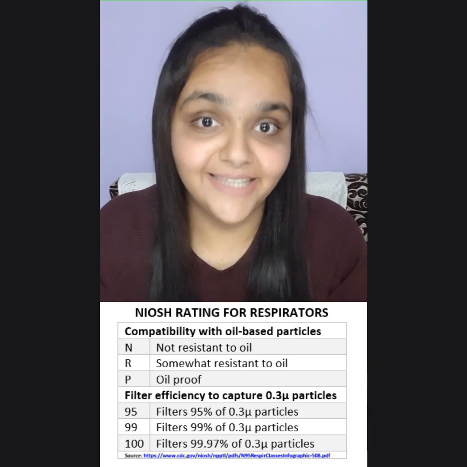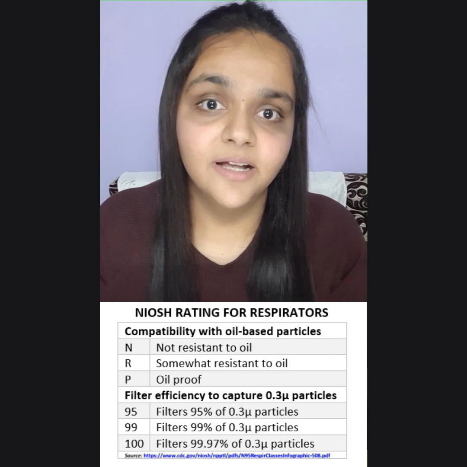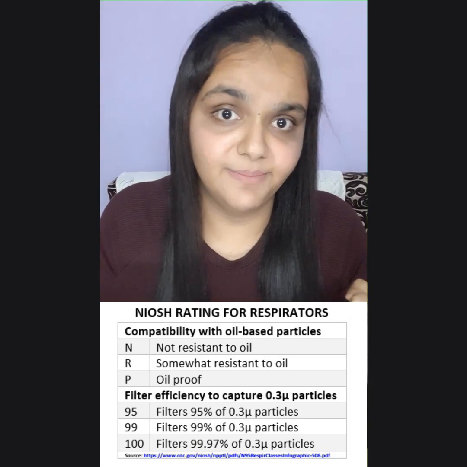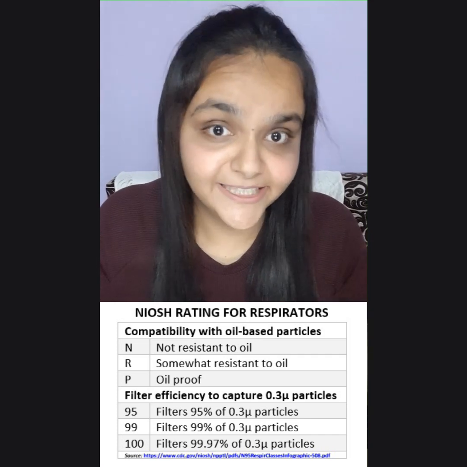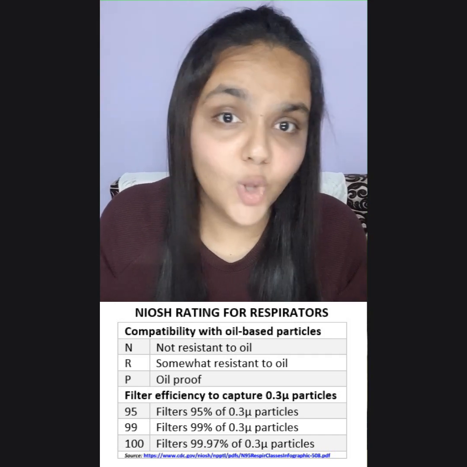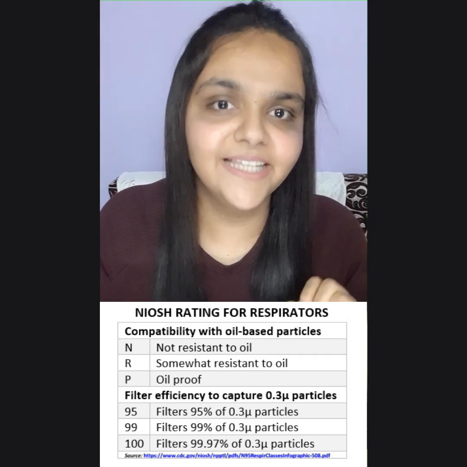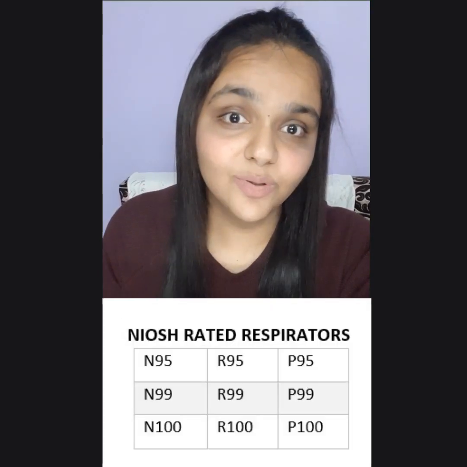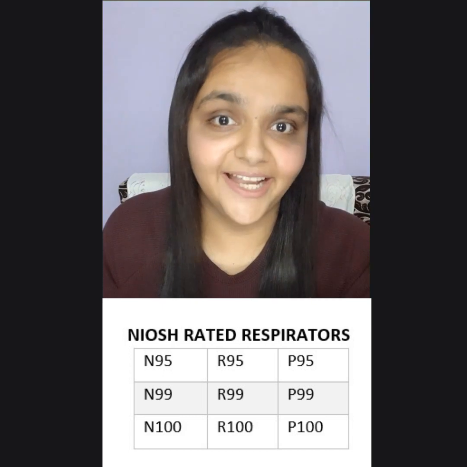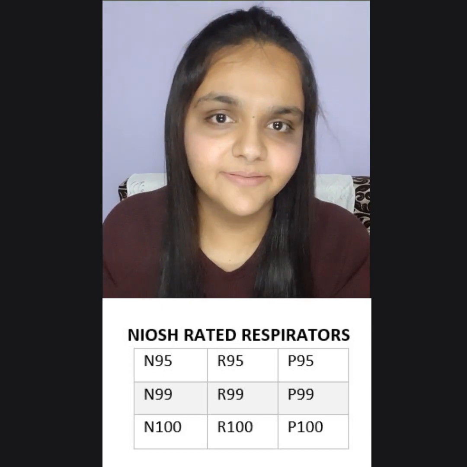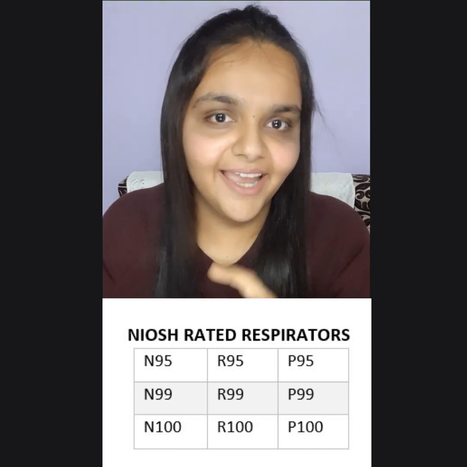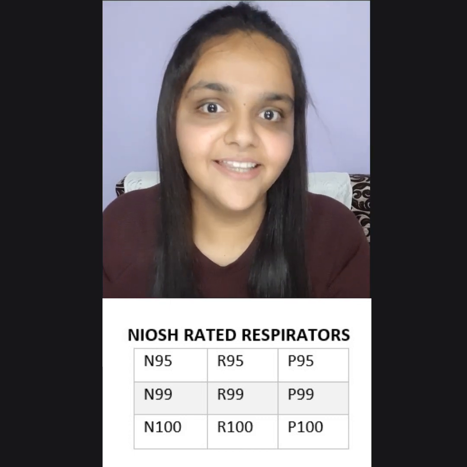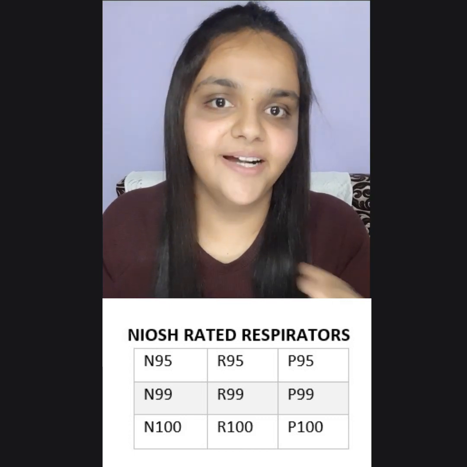Likewise, the number 99 stands for the filter's efficiency to capture 99% of 0.3 micron particles, and 100 stands for, not 100 but 99.97% of 0.3 micron particles. So you have N95, R95, P95, N99, R99, P99, N100, R100 and P100.